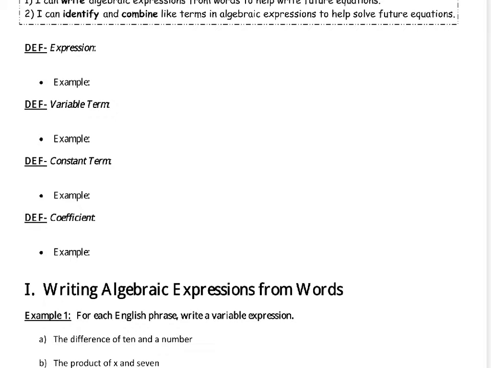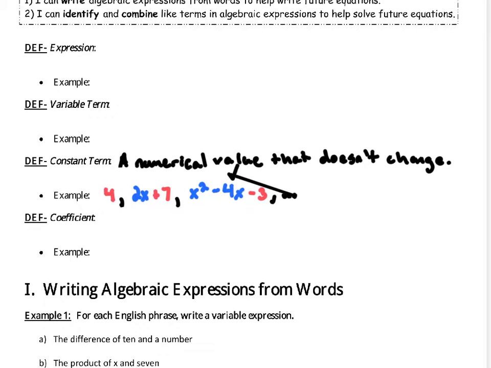Expressions also contain constant terms, and those are simply numerical values that do not change. So in red, you'll see what are the constant terms in various expressions. So whether it's an expression that is x squared minus 4x minus 3, the constant value is only the number that's by itself. There's no variable with it to be able to change its value.